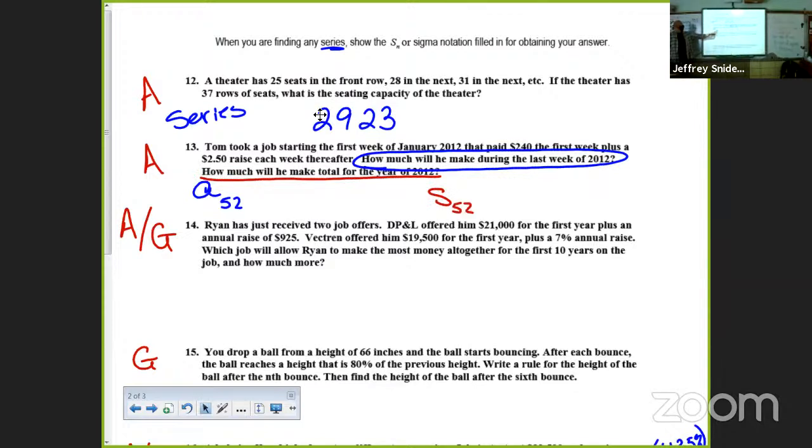Okay, so what did he make in his final week of the year? Ryan? 367.5. Okay. So that was his final week. So what did he make then over the entire year? 15,795. All right. Okay.